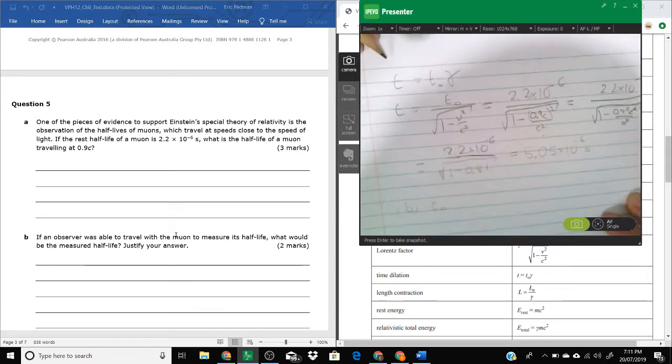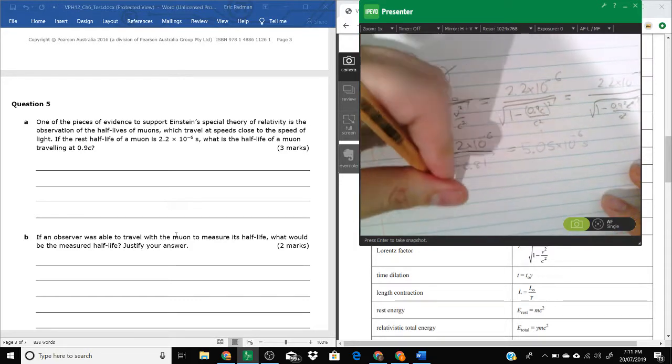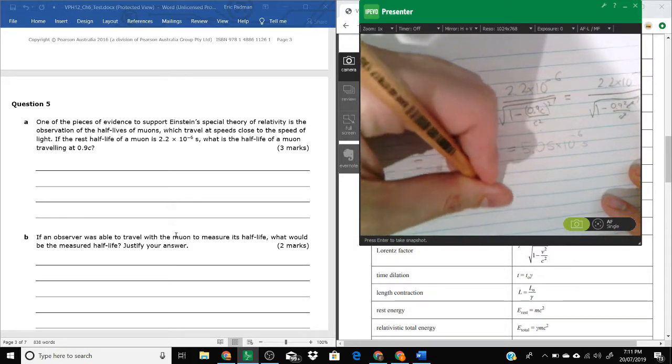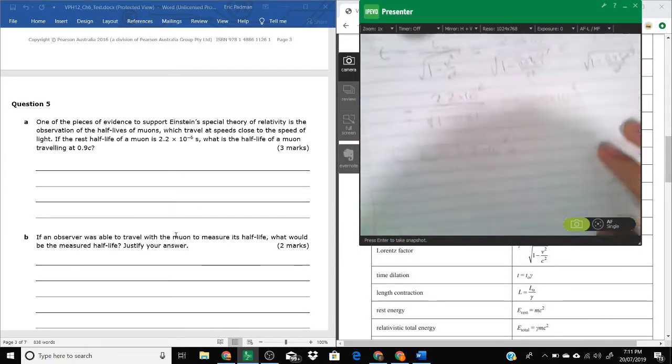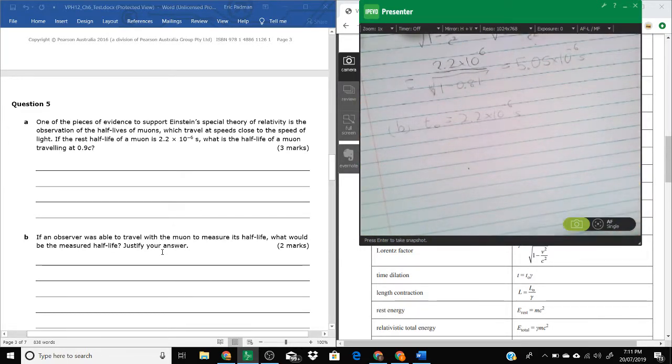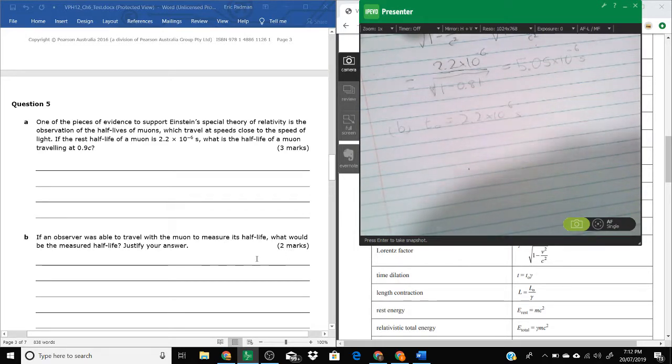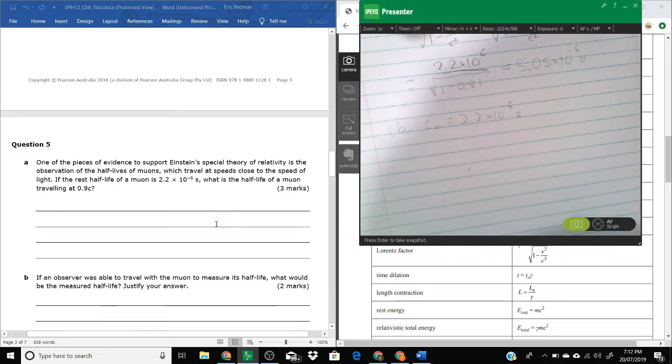So this would be T naught, which for part B, question 5, I actually put in. T naught will be 2.2 times 10 to the minus 6 seconds. That's what it would be. And the justification, the second mark, would be that the observer will be traveling at the same speed as the muon. The muon would appear to be at rest because you're in the same inertial reference frame.